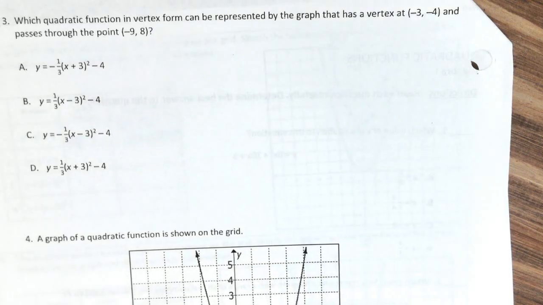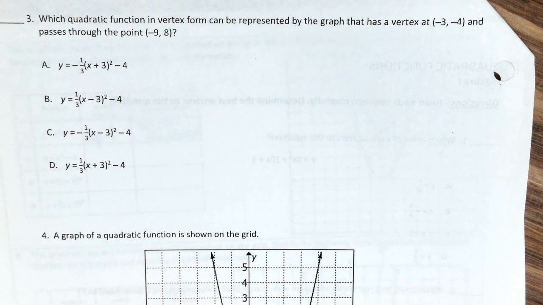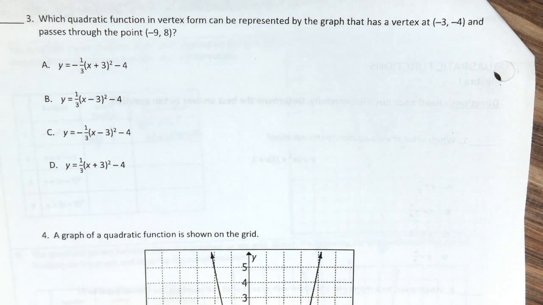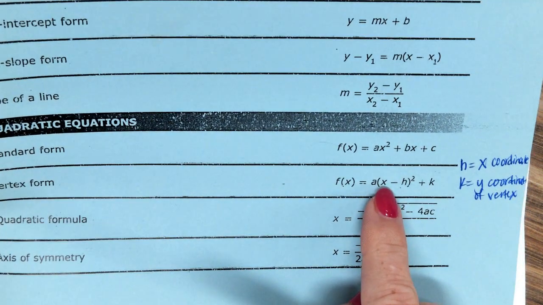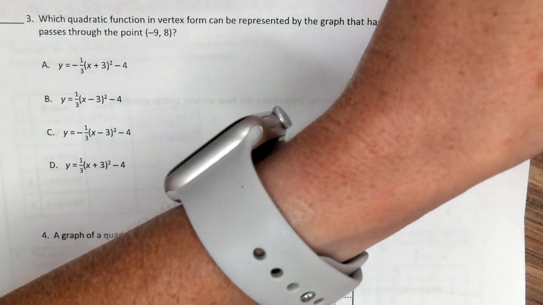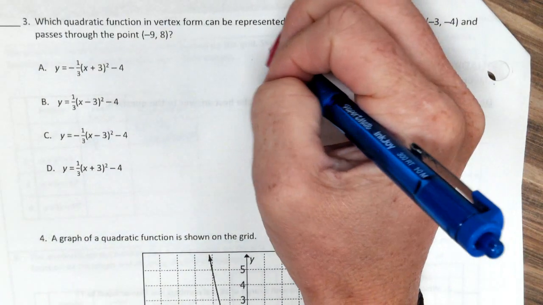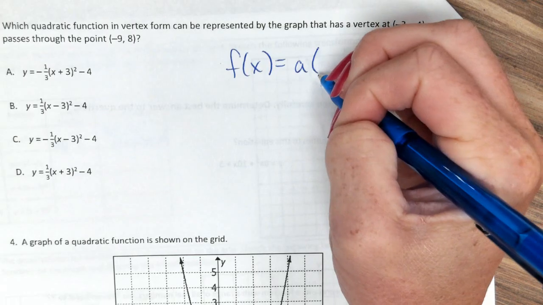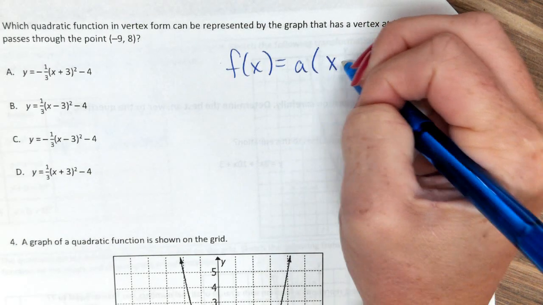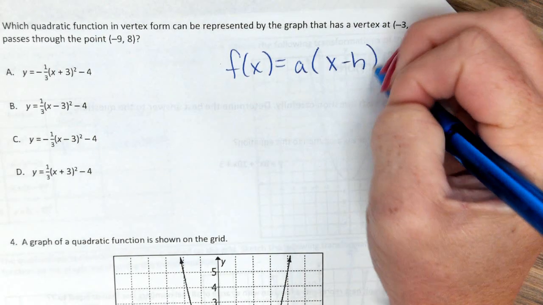This is called vertex form, and I did not teach this because I don't even know why. They really haven't asked many questions over it, but I want to teach y'all vertex form just real quick. It's on your star chart right here. Do y'all see it right here? So I'm going to explain it to you, so write this down. Vertex form is f of x equals a, open parentheses, x minus h, squared, plus k.